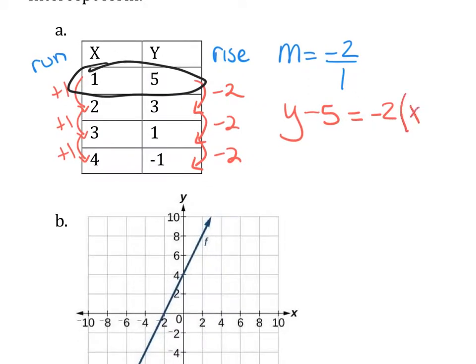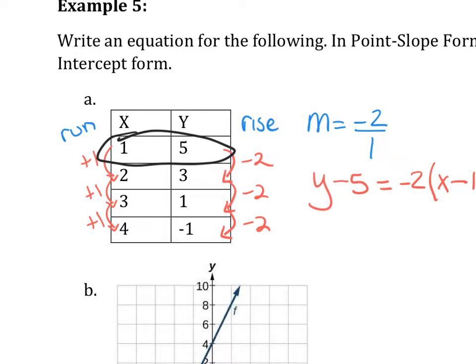Slope, and then in parentheses, x minus the x value. So that's an option, point slope form. If you want to find the y-intercept and write it in slope-intercept form, we were adding 1 as we went down with our x values. We know that the y-intercept happens when x equals 0.